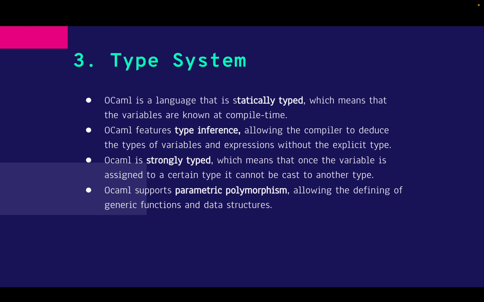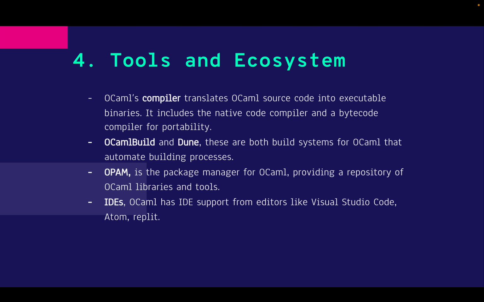By emphasizing static typing, type inferencing, and strong typing, OCaml's type system contributes to writing robust and reliable code. It helps catch potential errors early, promotes code clarity, and allows for the development of expressive and generic functions.